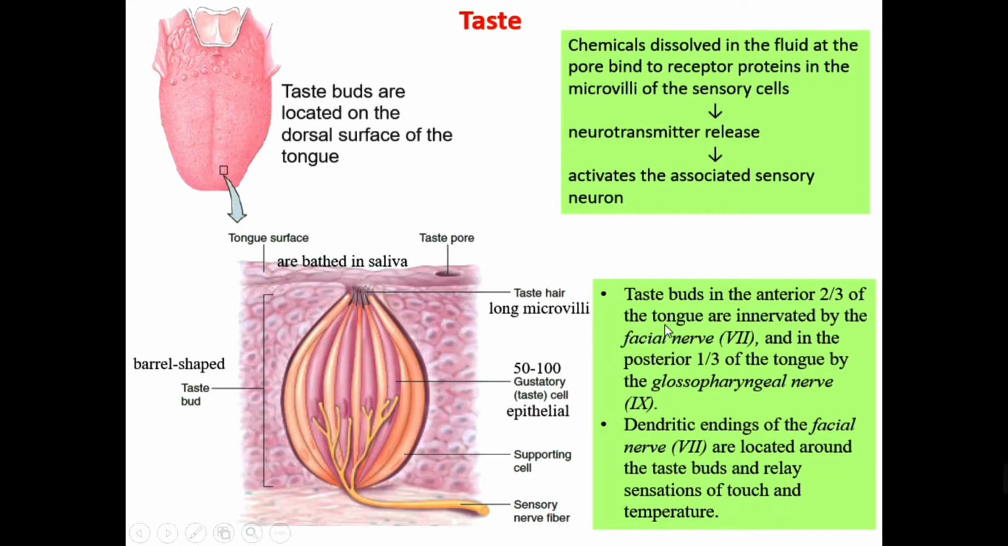What happens? The taste buds in the anterior two-thirds of the tongue are innervated by the facial nerve, which is the 7th cranial nerve, and the posterior one-third is innervated by the glossopharyngeal nerve, or cranial nerve number 9. The dendrite endings of the facial nerve are located around the taste bud, and they are responsible for touch and also temperature. So the facial nerve is responsible for touch, temperature, and also taste. But the glossopharyngeal nerve is only for taste, and it serves the posterior one-third of the tongue.